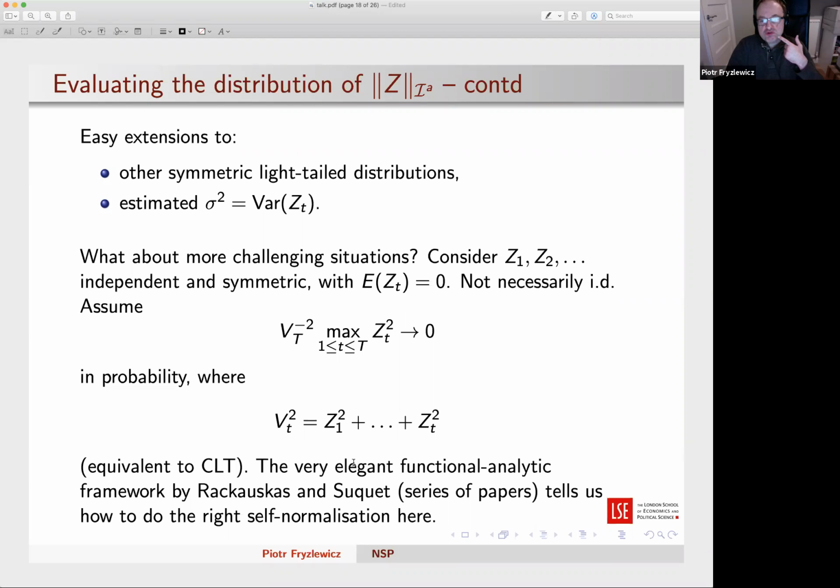VT, and I'm conscious of time, so I'll make it quick. VT squared is the partial sum of squares of my residuals. And I will assume that if I take the maximum squared residual, there's no minus in front of the 2 here, I'm sorry.